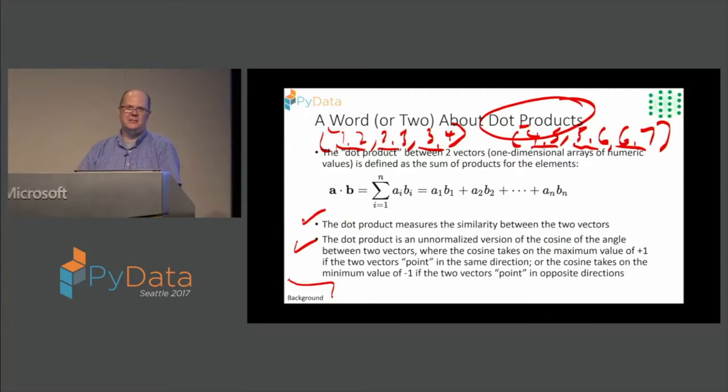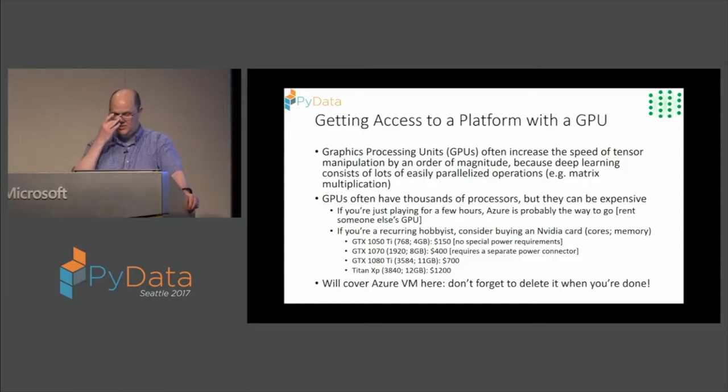clearer. Getting access to a platform with a graphics processing unit. Graphics processing units often increase the speed of tensor manipulation by an order of magnitude, sometimes less, for sure, but significantly. You'll notice the difference if you use a GPU versus a central processing unit core. And this is because deep learning consists of easily parallelized operations like matrix multiplication. Matrix multiplication you can think of as just a boatload of dot products.